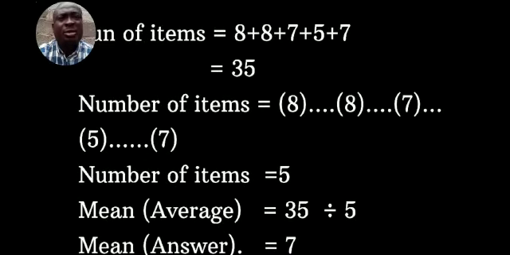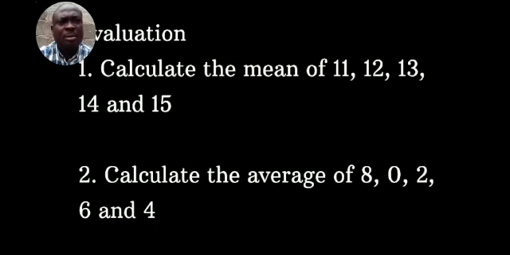To get this answer, we are going to calculate the sum of items, and that will give us 8 plus 8 plus 7 plus 5 plus 7. Pick up your pen, count it. Confirm the calculation if it is correct. That will give you 35. And the number of items, 1, 2, 3, 4, 5. We have 5 as the total number of items. For us to know the mean age, the average age, we are going to say 35 divided by 5. And that will give us 7.